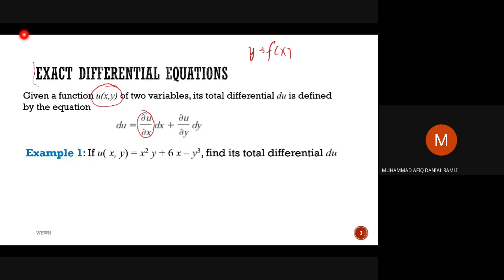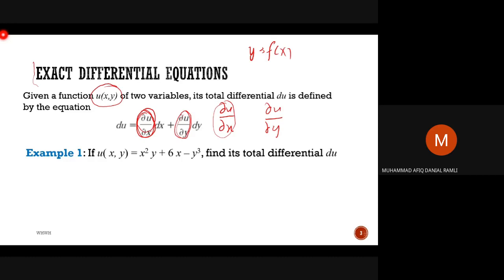Okay. So this del, del u over del x, is what we call the partial derivative. First thing, in order for you to understand what an exact differential equation means, make sure right now all of you understand how to get del u over del x and del u over del y here. This is the so-called partial derivative. It means partial only, we don't differentiate totally.